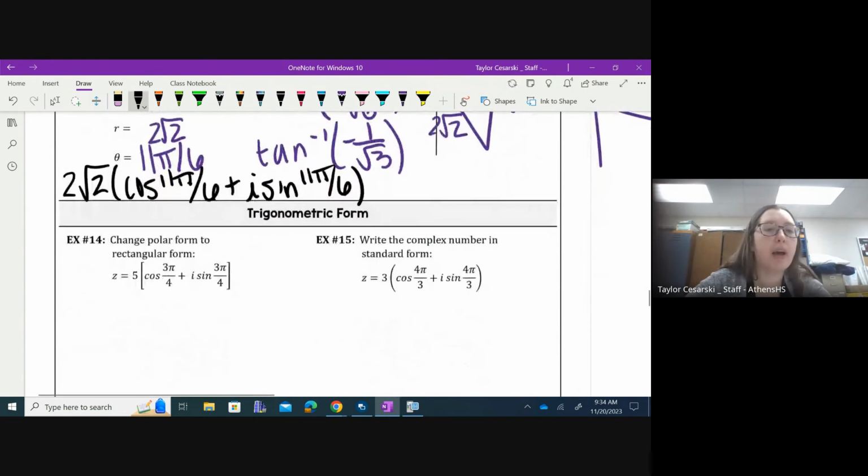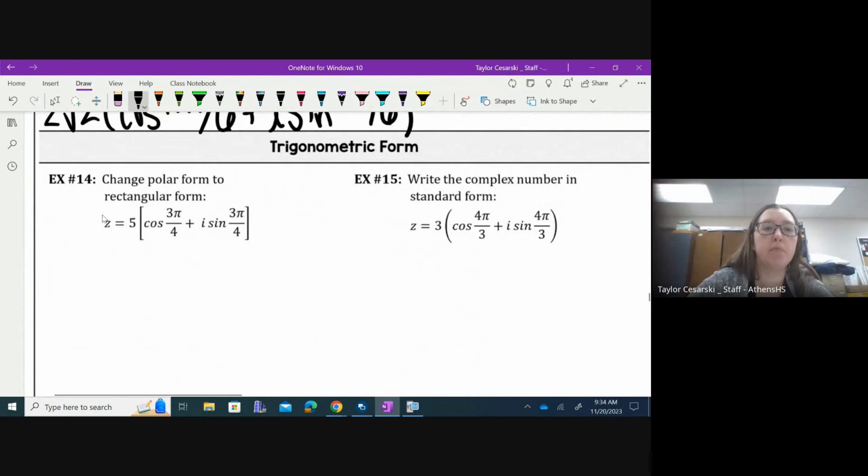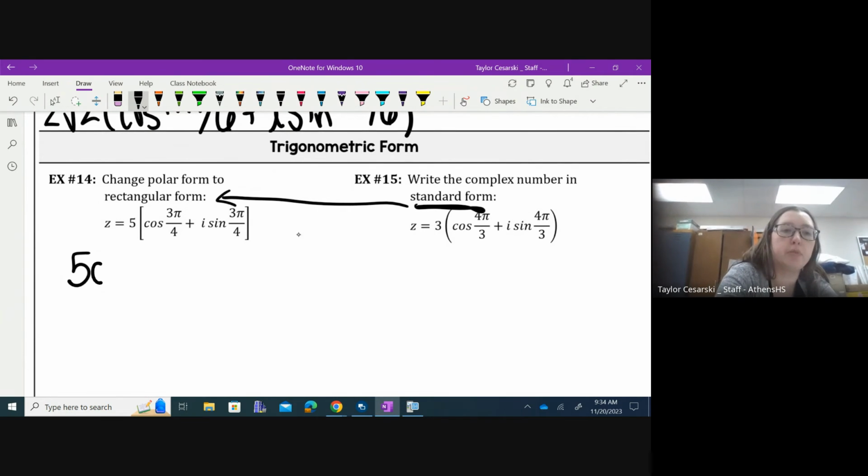Now, we can also go backwards. Let's do one example of this. This is in polar form right here. To get it to rectangular form, or you'll hear it as standard form, these mean the exact same thing, I'm just going to distribute and simplify.